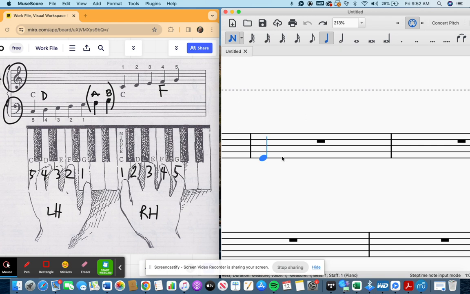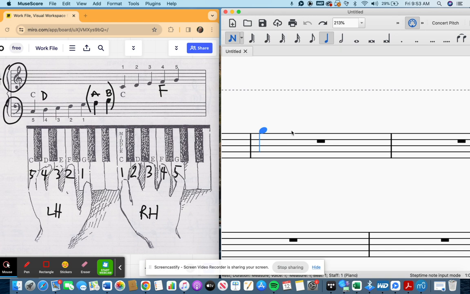This is what the note looks like when it's in the first space. This is what the note looks like when it's on the second line. This is what a note looks like when it's in the second space. This is what a note looks like when it's on the third line. This is what a note looks like when it's in the third space. Here is a note that is on the fourth line. Here is a note that's in the fourth space. And here is a note that's on the fifth line. This note is just above the fifth line, which is also called above the staff.